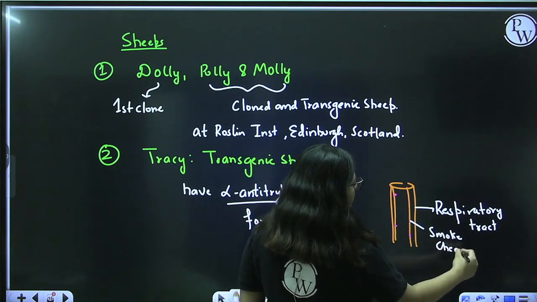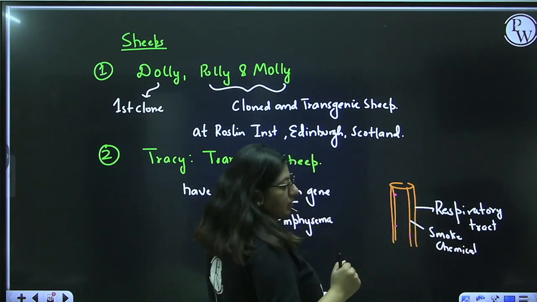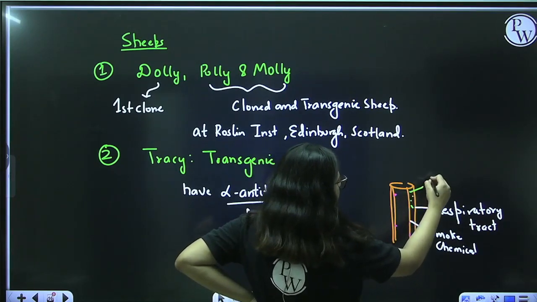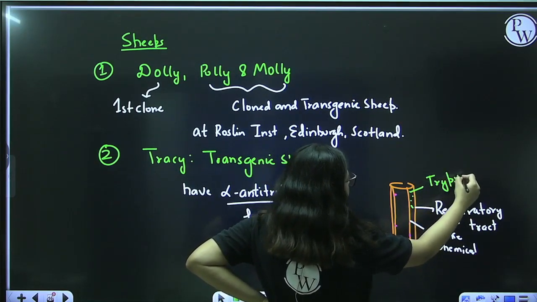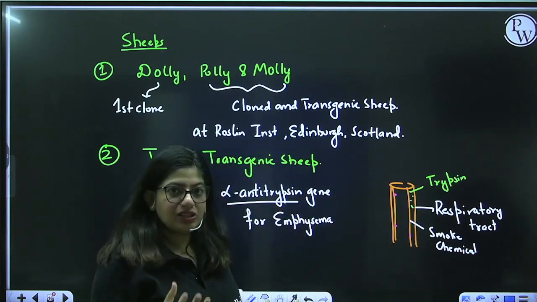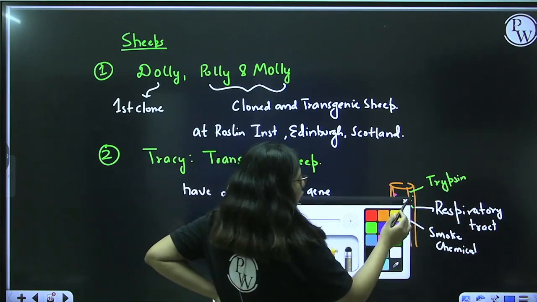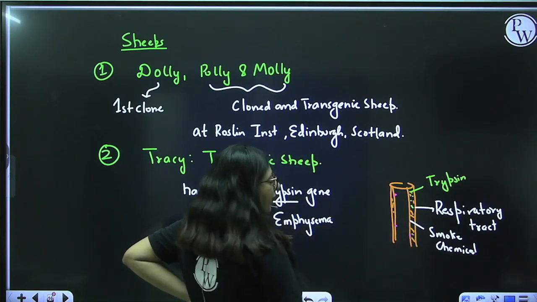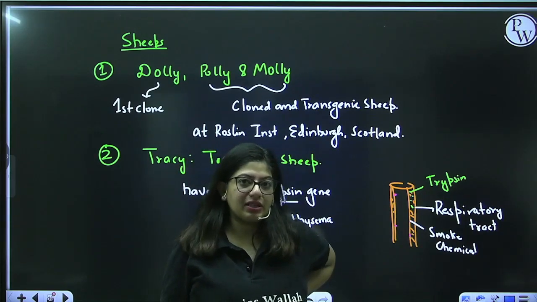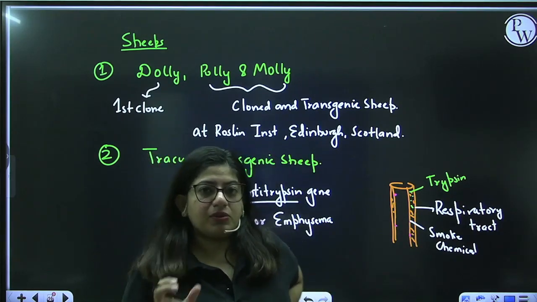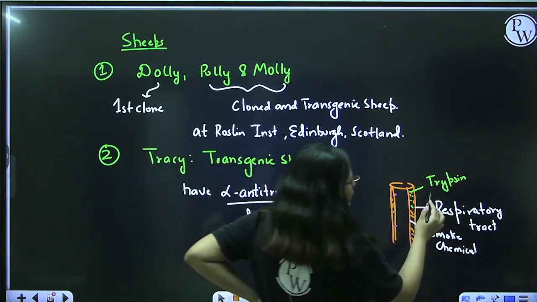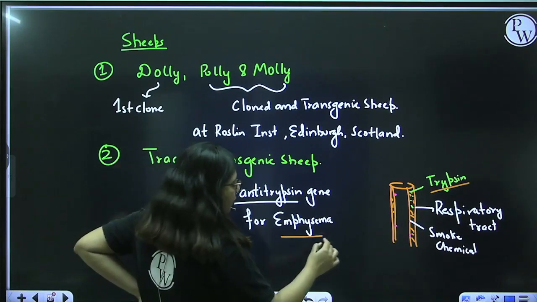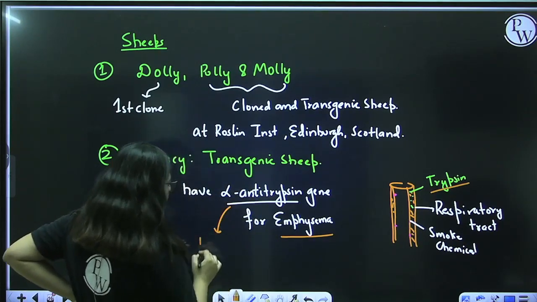What can these smoke chemicals do inside the wall of your respiratory tract? They can activate an enzyme, and the name of the enzyme is trypsin. Once this trypsin is activated, because it is a protein digesting enzyme, it can break all the elastic fibers of your respiratory tract, and that causes loss of elasticity in emphysema. So alpha antitrypsin is the one that will block this trypsin, and hence it is used for emphysema. Fine. So what is the role of alpha antitrypsin? It blocks the trypsin enzyme.